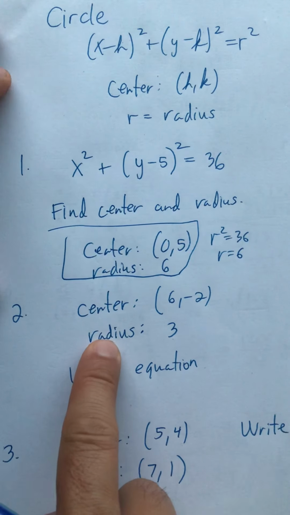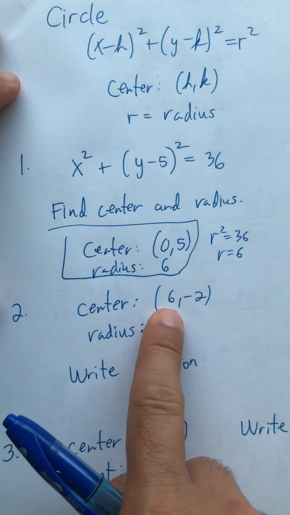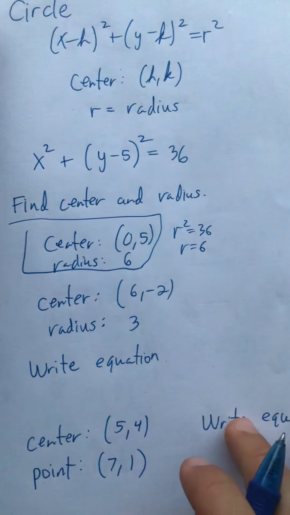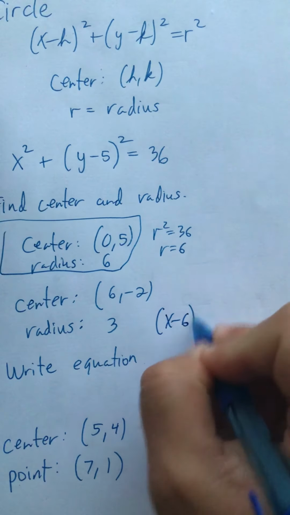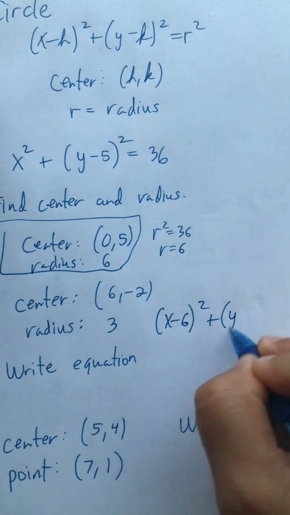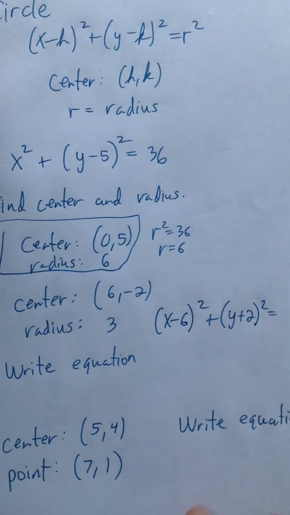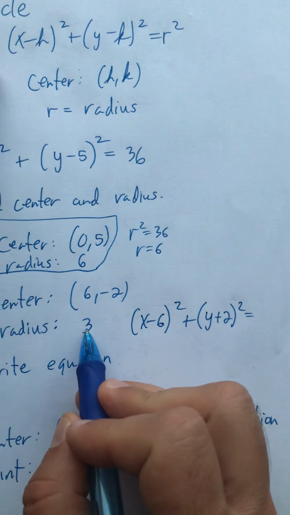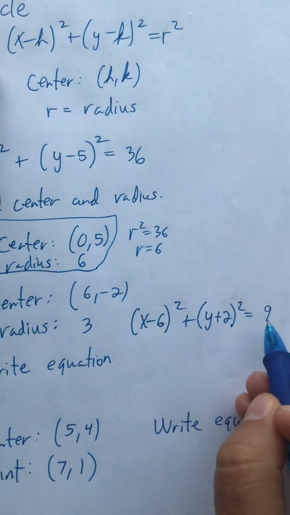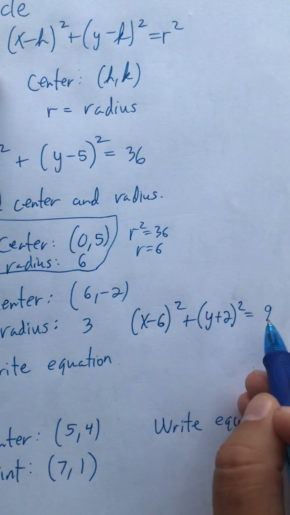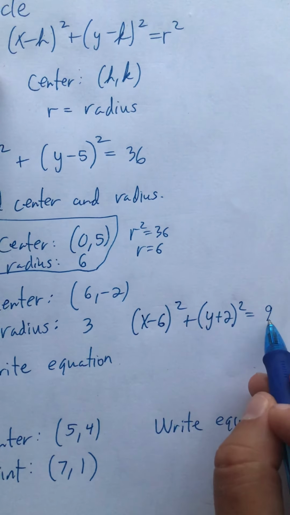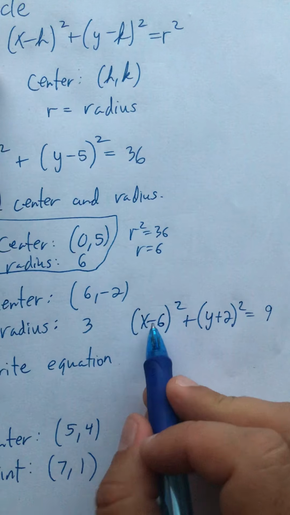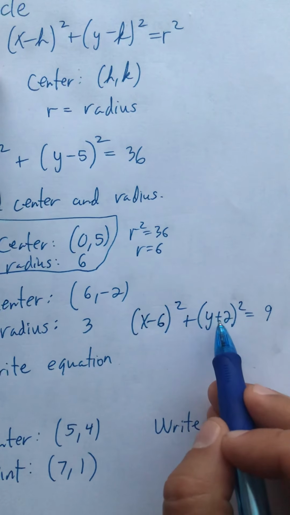I give you the center and the radius, and I want to write the equation. Well, my center is (6, -2). H is 6, k is -2. So here's my equation. My equation is going to be (x - 6)² + (y + 2)² = r². R is 3. The radius is 3. So if r is 3, r squared is 9. So 9 goes here, not 3. R doesn't go here. R squared goes here. Notice the h was positive 6, so there's actually a minus there. The k was negative 2, so there's a plus there, opposite.